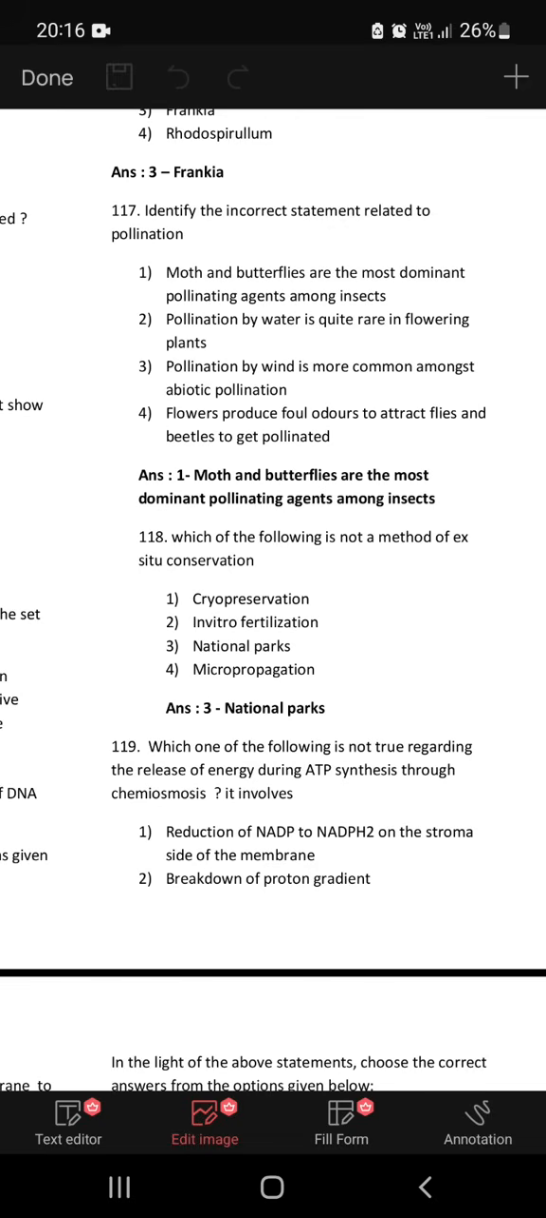National park is a natural condition, so it is not a method of ex situ conservation. The answer is national park. Again, this is an incorrect statement type of question.